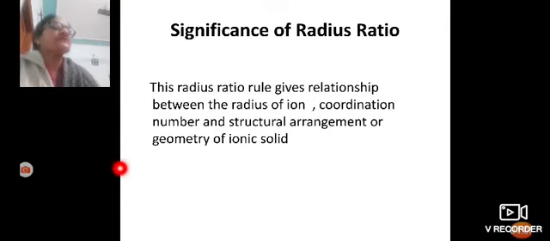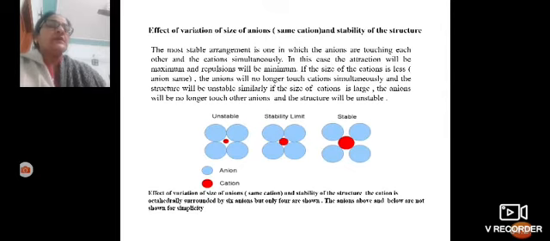Next is, what is the significance of radius ratio? With the help of radius ratio, we can determine the coordination number, structural arrangement and the geometry of an ionic solid. Next is the effect of variation of size of anions and stability of the structure. The most stable arrangement is one in which the anions are touching each other and the cations simultaneously.